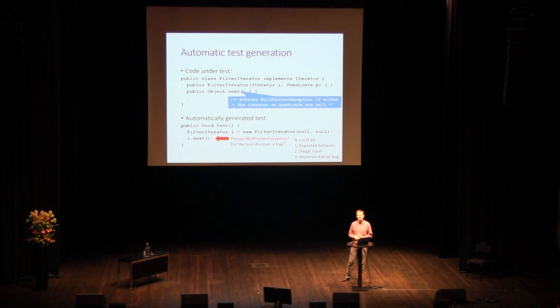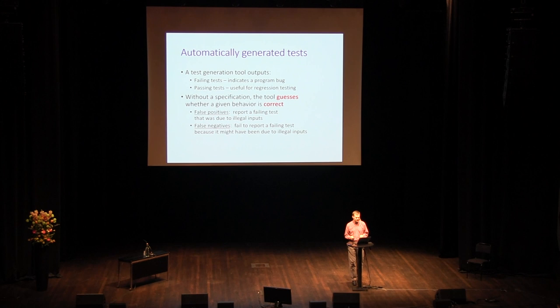Just to recap, a test generation tool outputs failing tests and passing tests. The most important thing that a test generation tool outputs is failing tests, because they reveal a bug. They also reveal regression tests that may be useful in the future. And without a specification, a tool has to guess for every test, is this a passing test or a failing test? And this leads to false positives and false negatives.